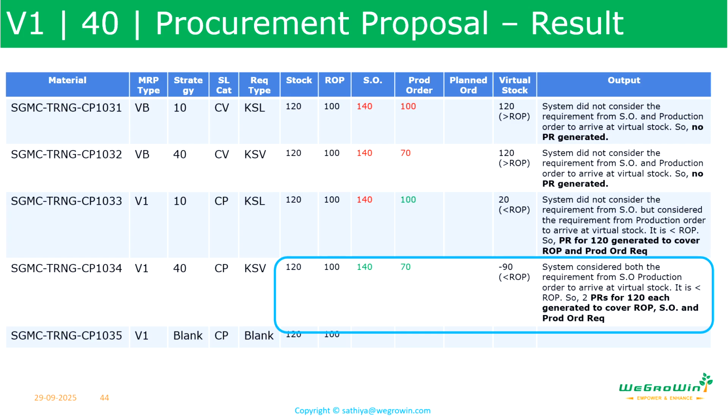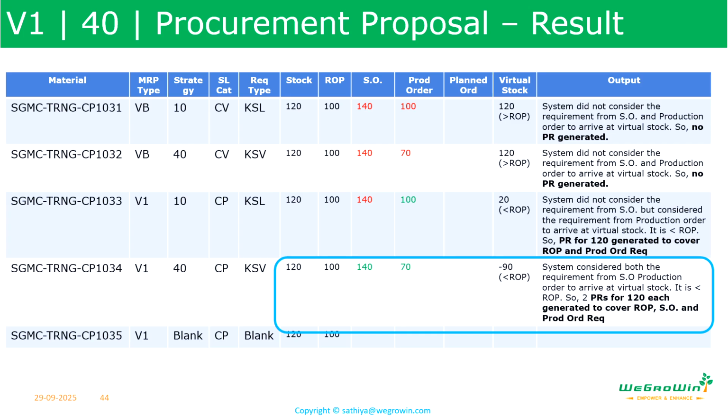Why? Because the procurement proposal should cover not only the reorder point, but also the requirement from the sale order and production order. That is why it created the quantity with the 2 PRs. But why this 120? 120 is coming from the MRP1 view, the fixed lot size procedure and the fixed lot quantity. But please note, in 1033, with the strategy 10 and the requirement type KSL, the system did not consider the sale order. So that is why the system has created only one PR to fill the requirement of the production order only.